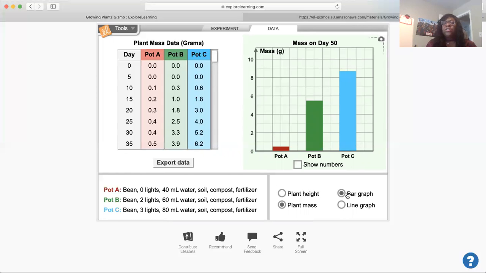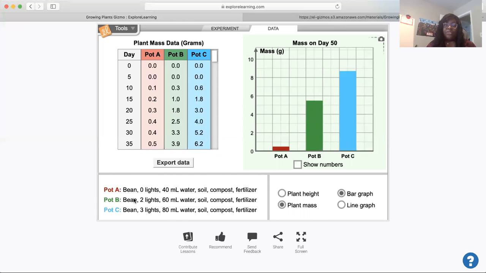Yeah. So this shows how much it weighs. Whoa, look at that, guys. Plant A, after 50 days, still doesn't even weigh a gram. Then we have plant B, which is right under 5 grams. And then once again, if you want to see the actual number, you can look over on the side. It says plant A, 0.5, plant B, 3.9, and plant C, 6.2.